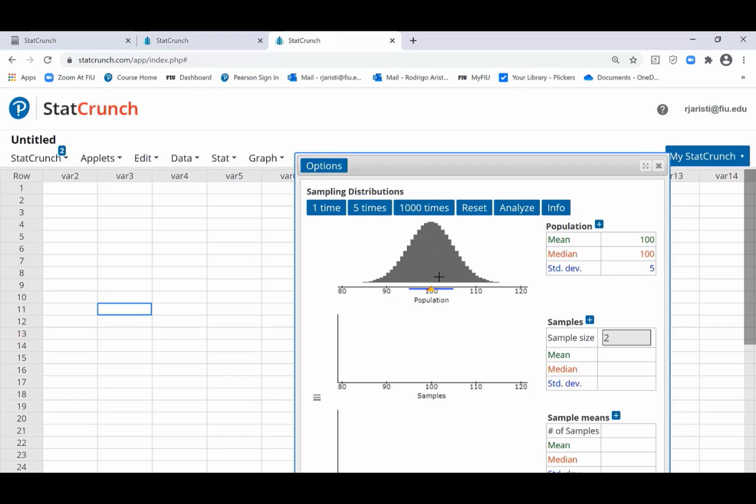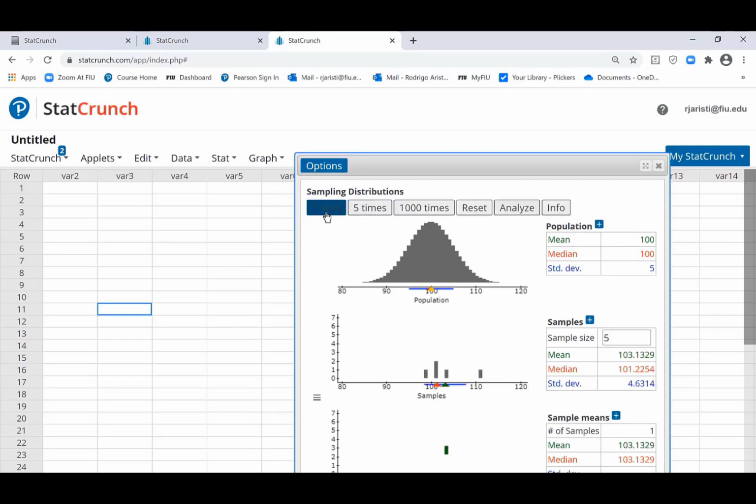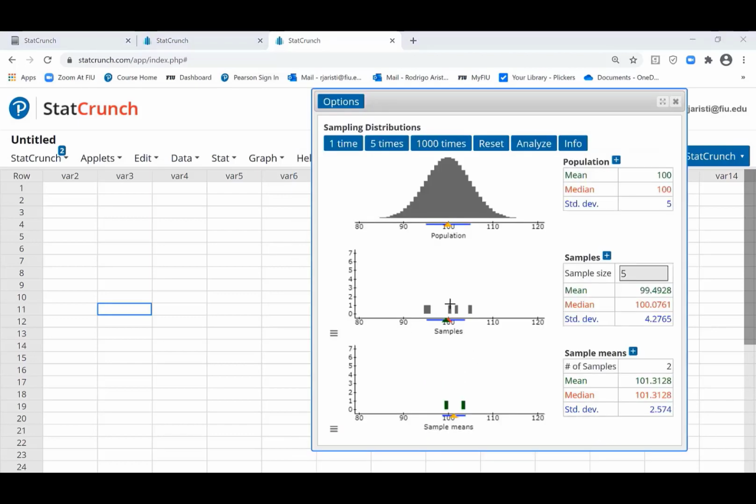We are going to select from this population samples of size 5. When we click one time, we select one sample of size 5. We have 5 observations, and the mean of these 5 observations is given by this number. It is 103, which is close to the true mean of the population, which is 100. If we select another sample of size 5, we obtain this sample randomly. The mean of this second sample was 99.49, which is close to 100. If we select another sample of size 5, the mean is 98.8, also close to 100.